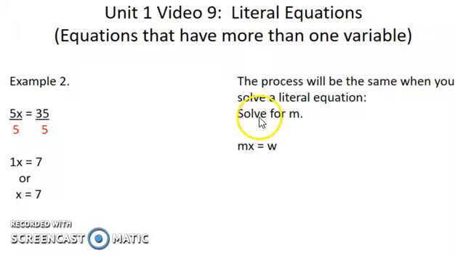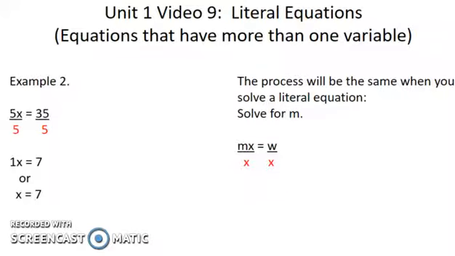So in this particular case, they tell us to solve for m. Okay, ask yourself, what is happening to the m? I have something squished right next to it, and that is implied multiplication. So m is being multiplied by x. What is the inverse of multiplication? Well, it's the same as it was over here. It's division. What is the number next to the letter that we want? It's the x. So I'm going to divide that side by x. What do I do to the other side? The same thing.